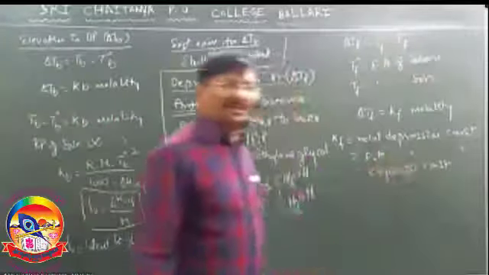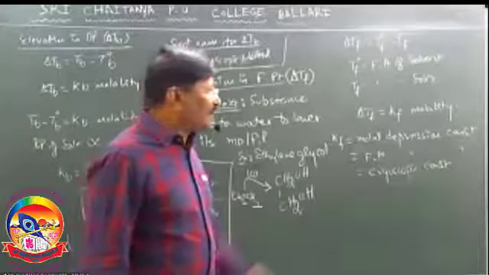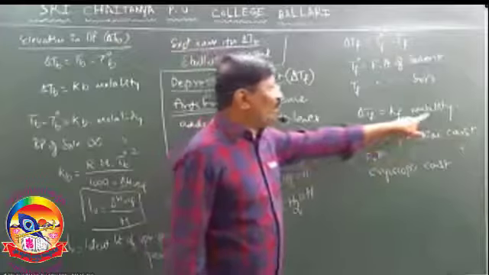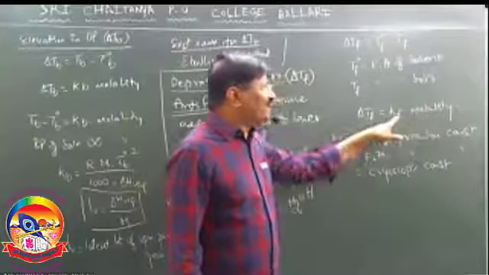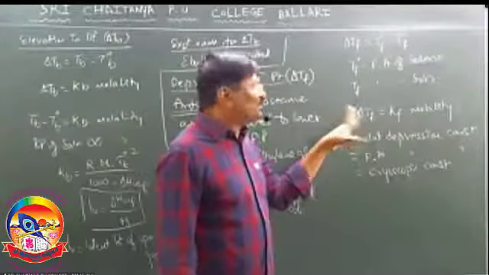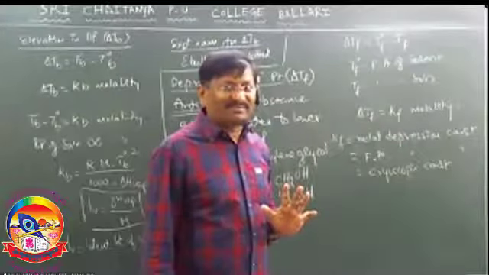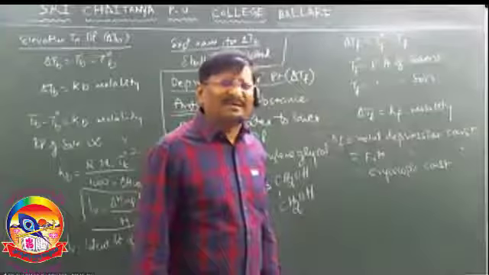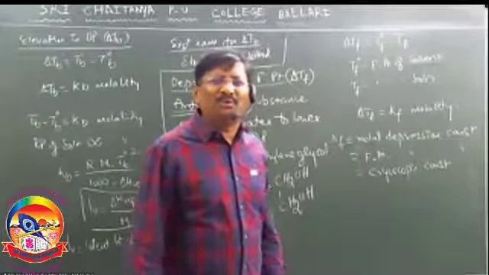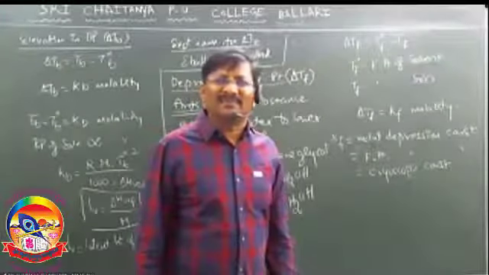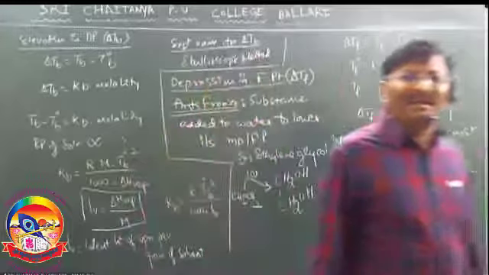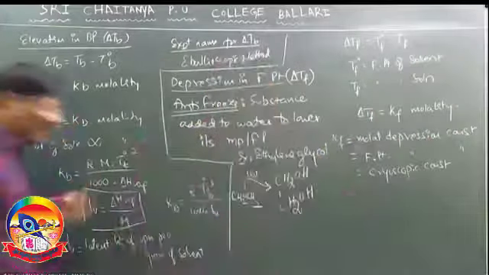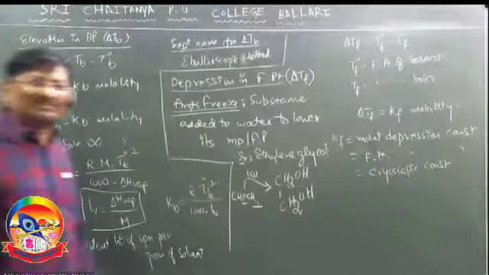Cryoscopic constant. And one more thing, please remember: when molality is 1, the Kf value equals delta Tf. Remember. Sometimes, suddenly, in PU, they ask the question: define Kf, or define Kb.